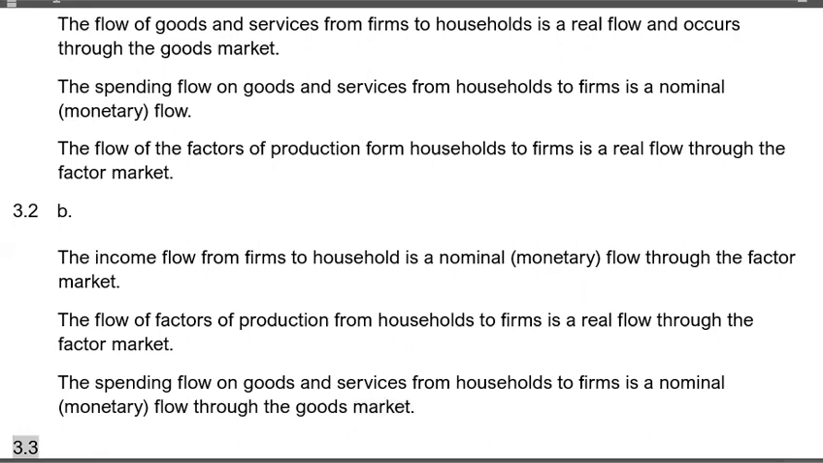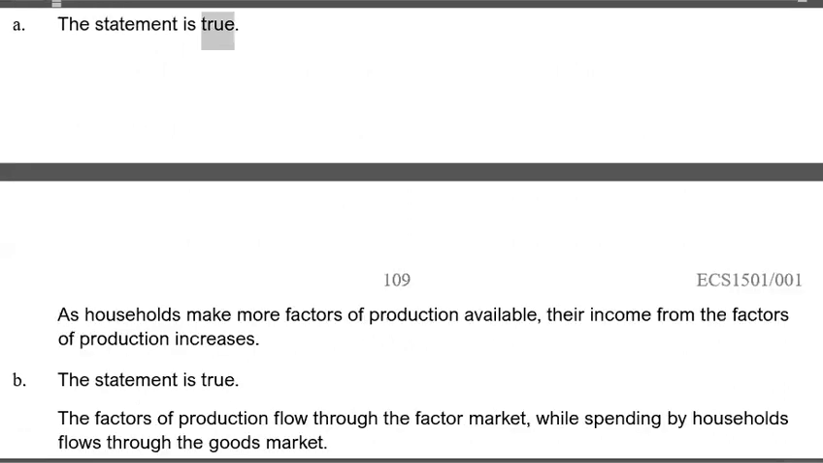3.3. The statement is true. As households make more factors of production available, their income from the factors of production increases. The statement is true. The factors of production flow through the factor market, while spending by households flows through the goods market.